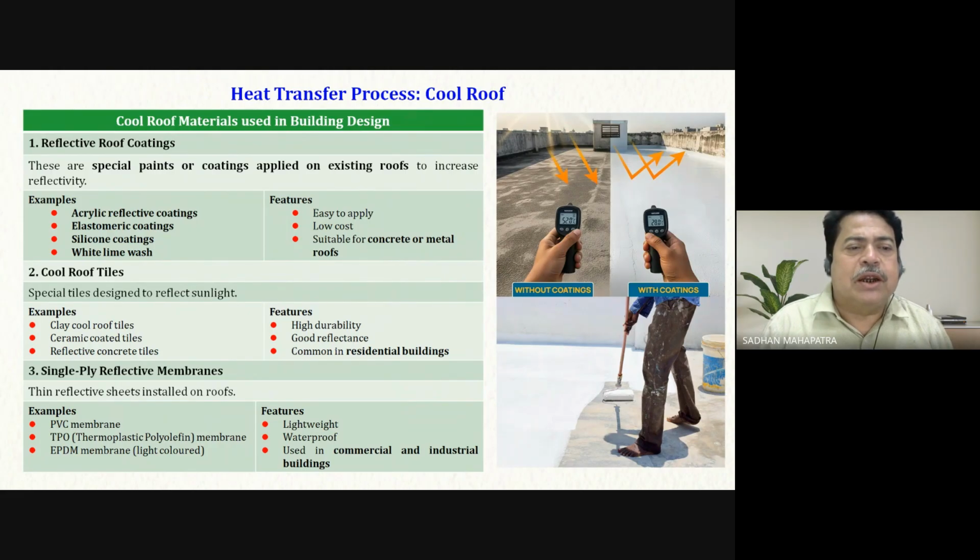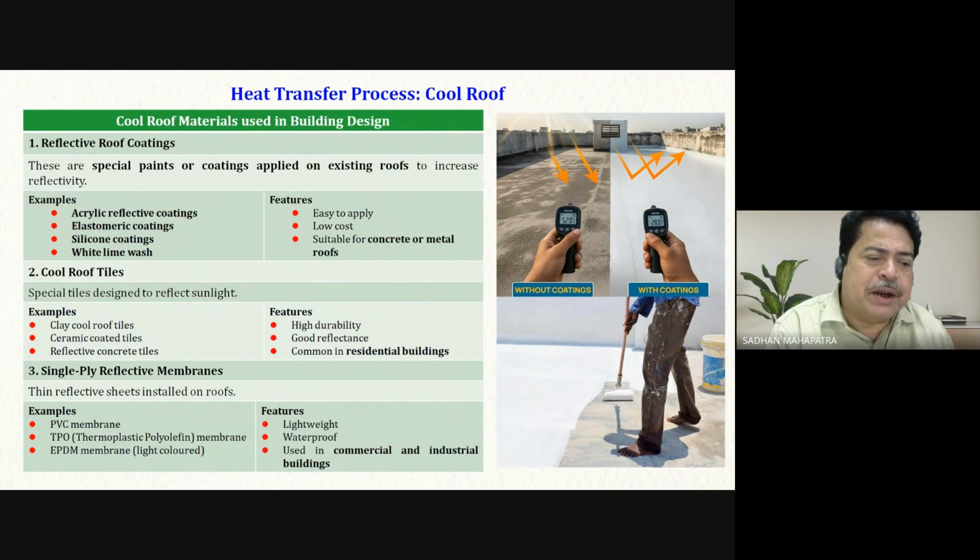Reflective roof coating: these are special paints or coatings applied on the existing roofs to increase the reflectivity. Examples are acrylic reflective coating, silicone coating, white lime wash. Easy to apply, low cost, suitable for concrete or metal roofs. Cool roof tiles: special tiles designed to reflect sunlight. Examples are clay cool roof tiles, ceramic coated tiles, reflective concrete tiles. They have high durability, good reflectance, and are only used in residential buildings.